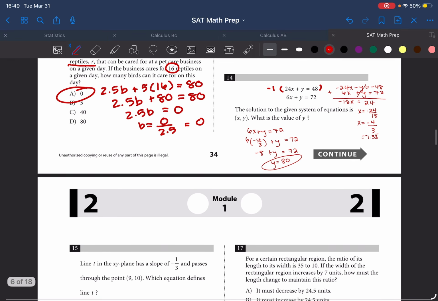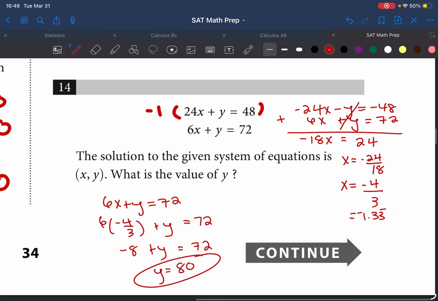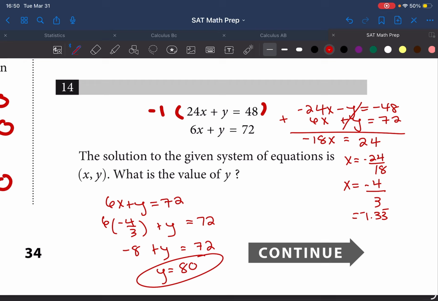Let's look at another example. Another way you could do this is, if you have Desmos, just plot both of these equations and see where they intercept, and the y value is going to be the second number. So remember, it's always x comma y.